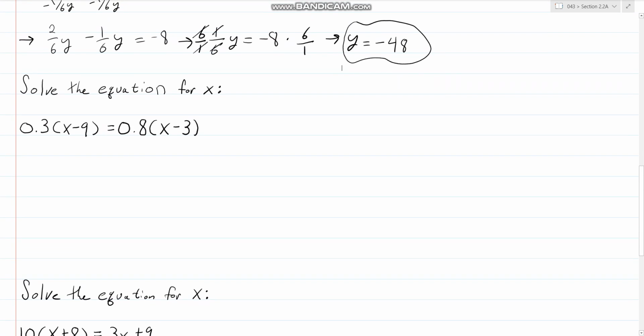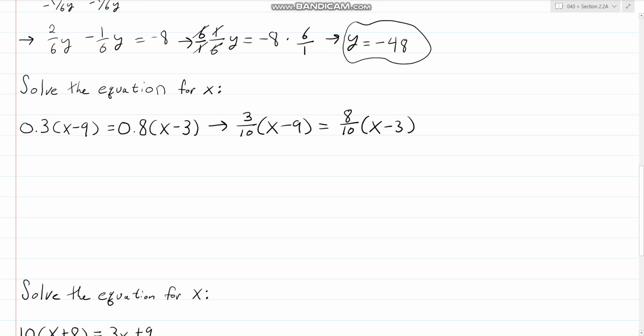Now for the next one, we have solve the equation for x. We have 0.3 times the group x minus 9 equals 0.8 times the group x minus 3. Now the technique I like to use when I have decimals like this, I like to take them away from the decimals and turn them into fractions. And I'm going to show you in just a second why I would do something like that. So 0.3 would be 3 over 10, and 0.8 is 8 over 10.